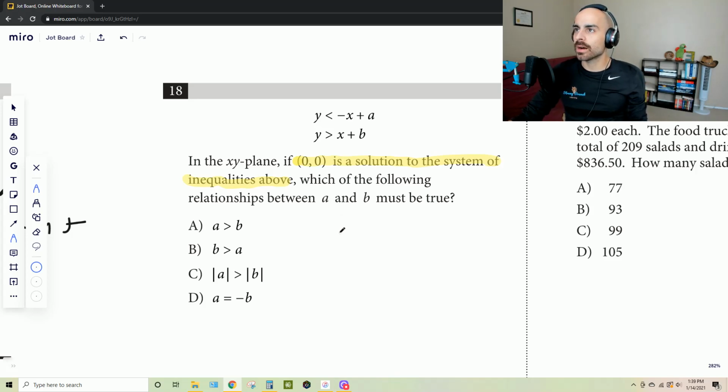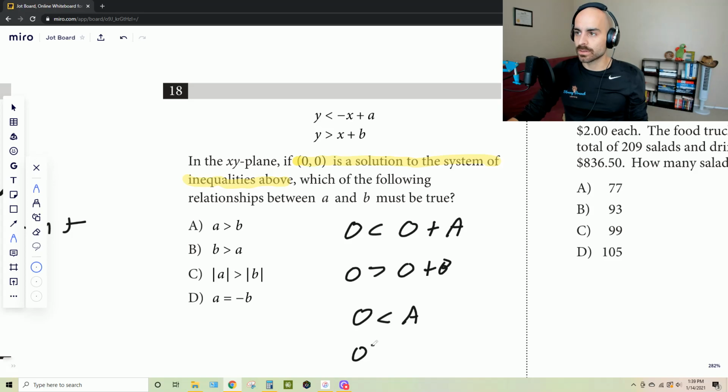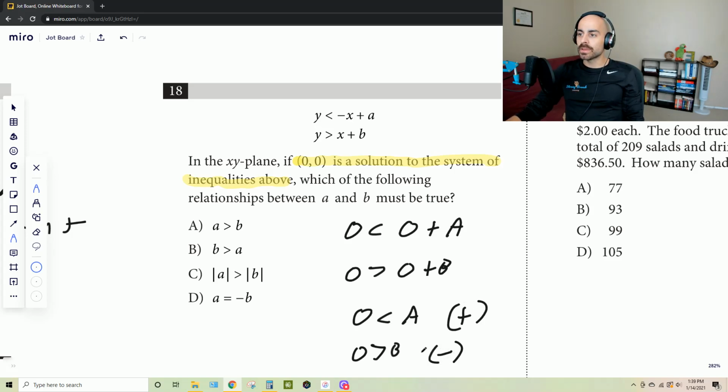If I rewrite this first inequality, it's 0 is less than negative 0, which is just 0, plus A. And then we can rewrite the second as 0 is greater than 0 plus B. What we really see is that 0 is less than A, or A is greater than 0, and 0 is greater than B, or B is less than 0. So A is a positive value, and B is a negative value, and the only thing that makes sense for that is going to be A.